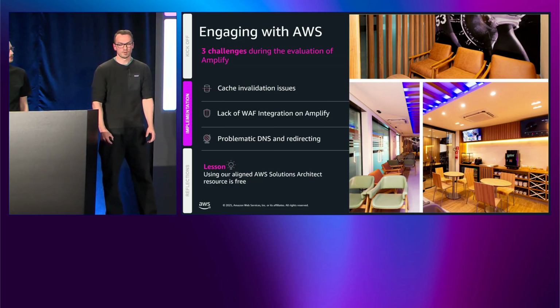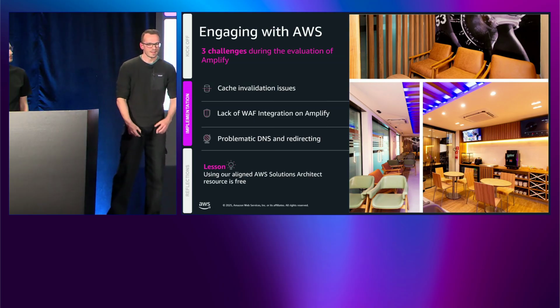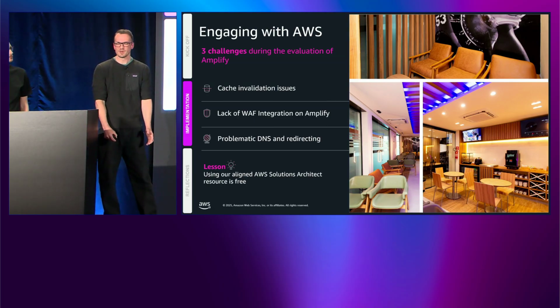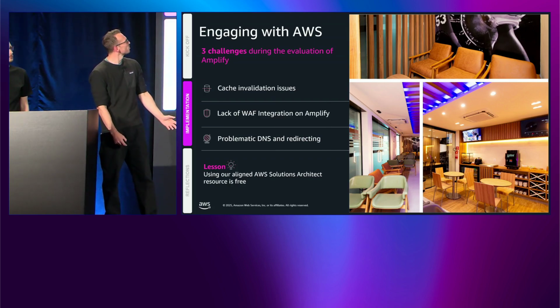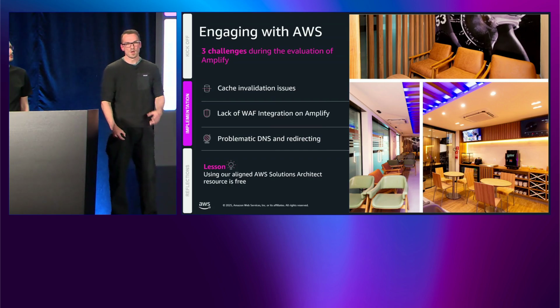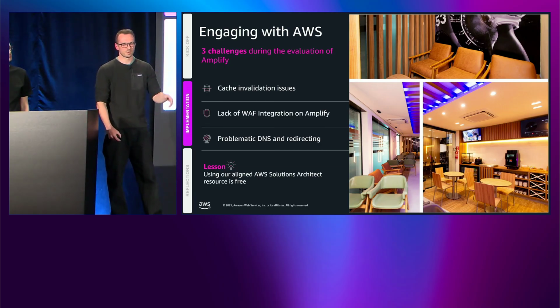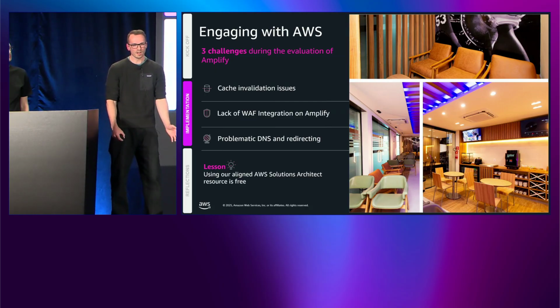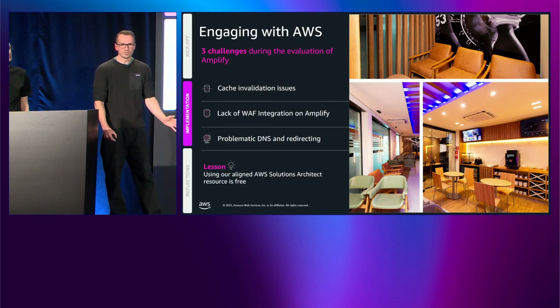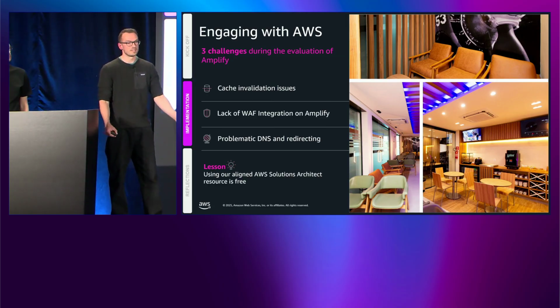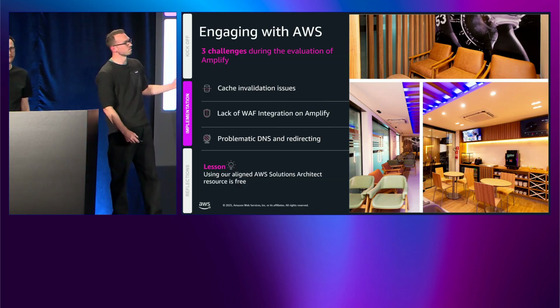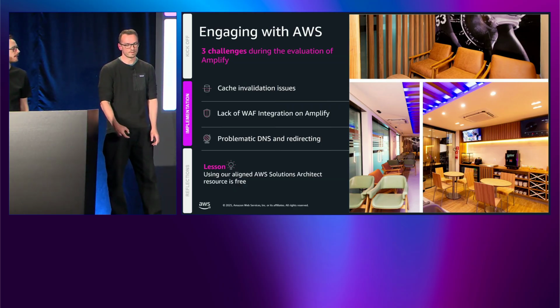It was incredibly useful because we ran into some issues. Cache invalidation didn't behave in the server-side rendered pages as we expected. At the time, there was no WAF integration with Amplify, but working with the team, they were able to put that in for us, which was amazing. And there were some weird quirks with DNS redirects. But by and large, the most useful part was that this was effectively free consultancy, right? You don't pay for this. It's just available if you're an AWS customer, and it massively reduced our go-to-market time, because these are not issues that we'd have been able to solve by ourselves.